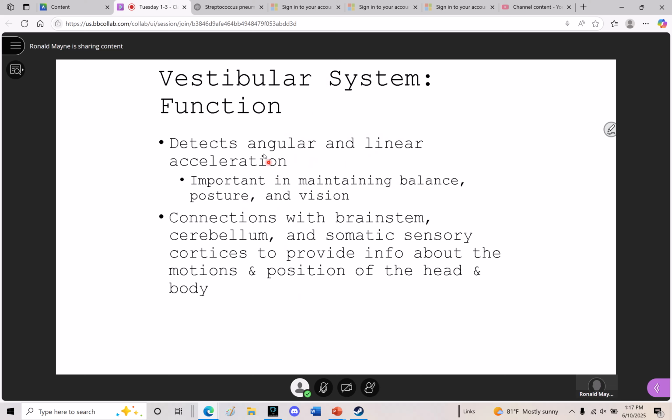Okay? The vestibular system will have connections to areas of the brainstem and a little cerebellum. But part of it is going to help with eye movement, and part of it helps you work against gravity. Sit up straight.